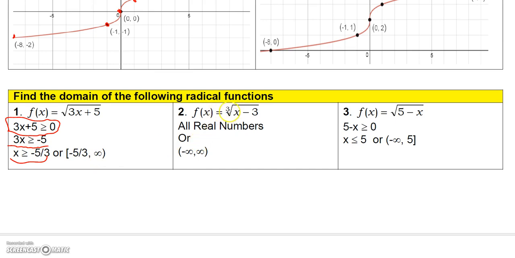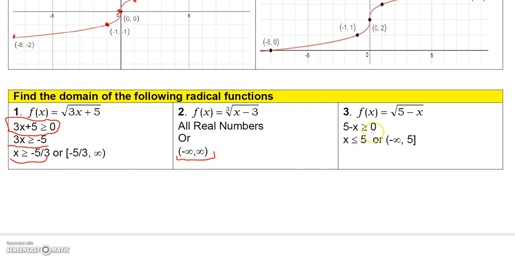On this one, since this is a cube root, I don't have any problems because x minus 3 can be any number. So the domain of this would be all real numbers, which in interval notation would just be from minus infinity to infinity.